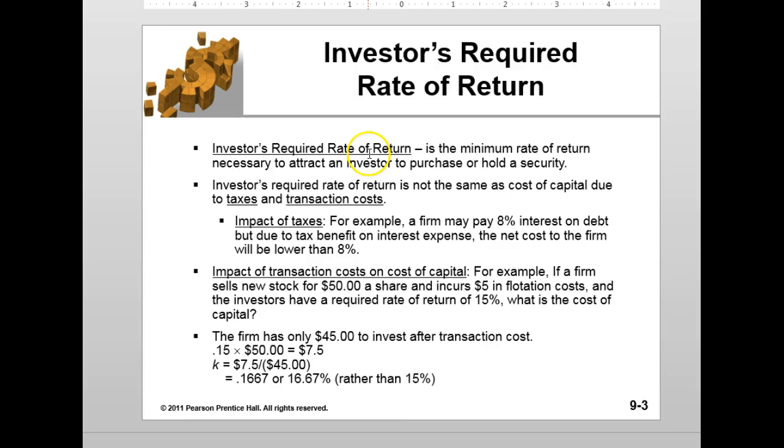So there is the required rate of return, but then you have the cost of capital. And in the cost of capital, if we're paying interest, that is deducted from our income. So you have to take taxes into consideration, which would lower the cost. On the other side of it, there are usually transaction costs associated with stocks and bonds. Selling them, we have to pay a fee to have somebody do that for us. So that may affect what our cost of capital is also.